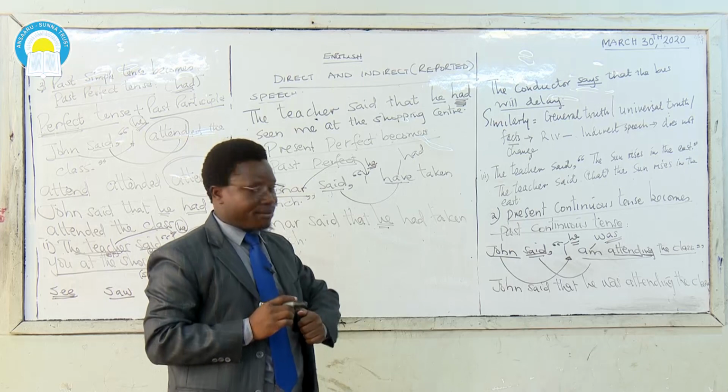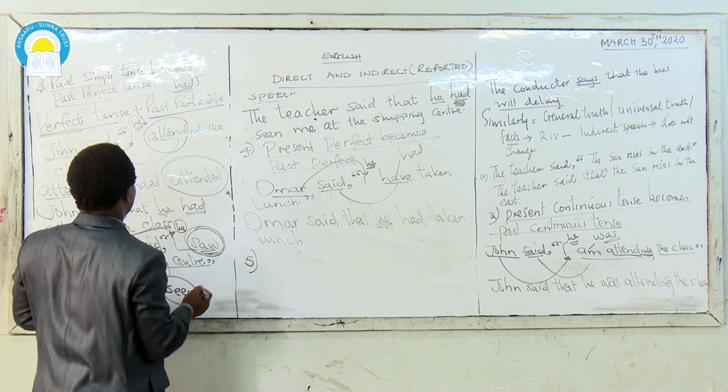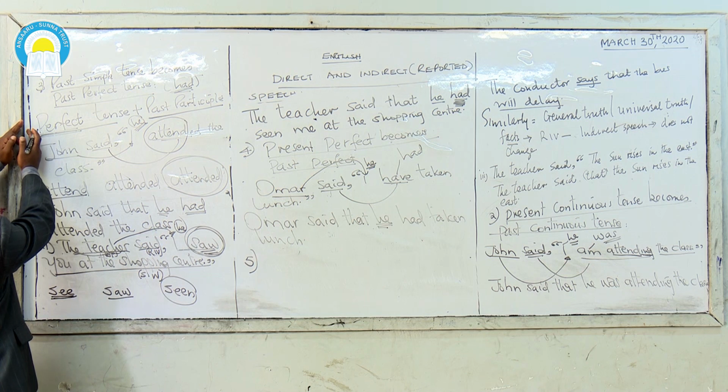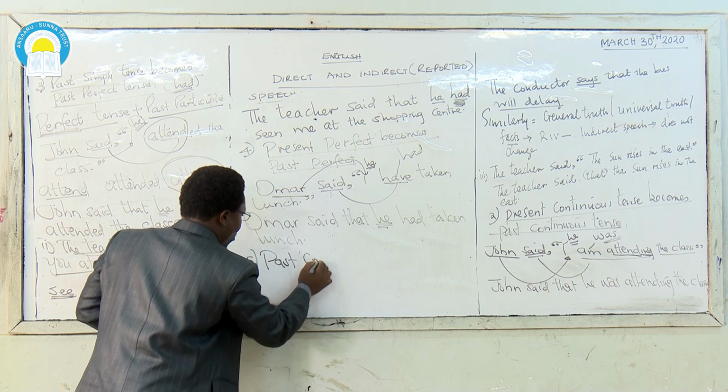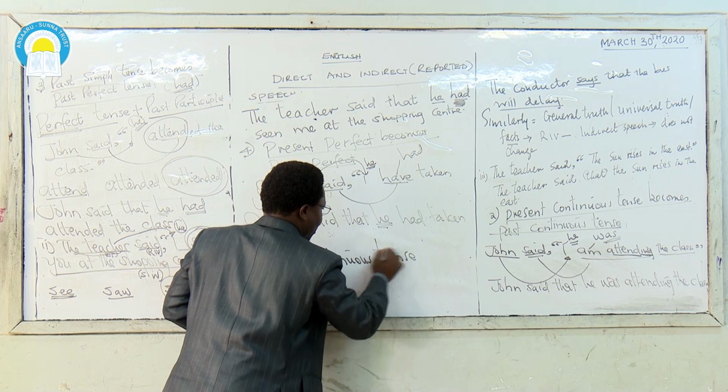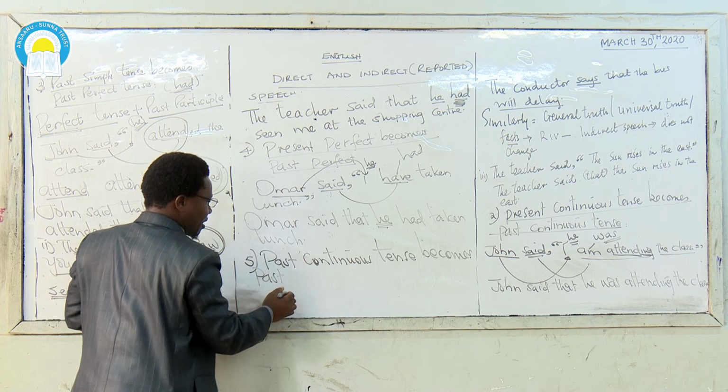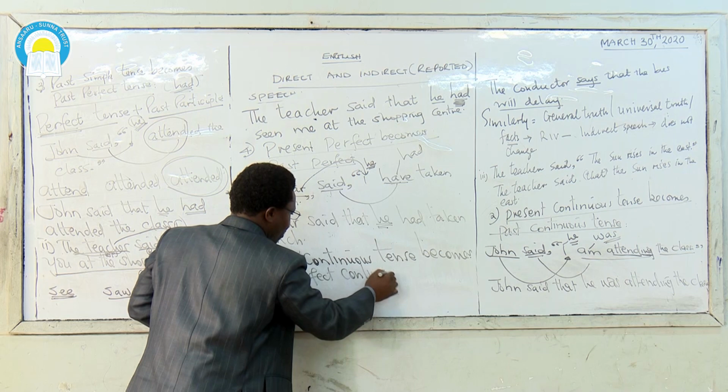Rule number 5. Therefore, there was a mix-up. We can now continue from here, which could have been number 4, to number 5. Now, past continuous tense becomes past perfect continuous tense.